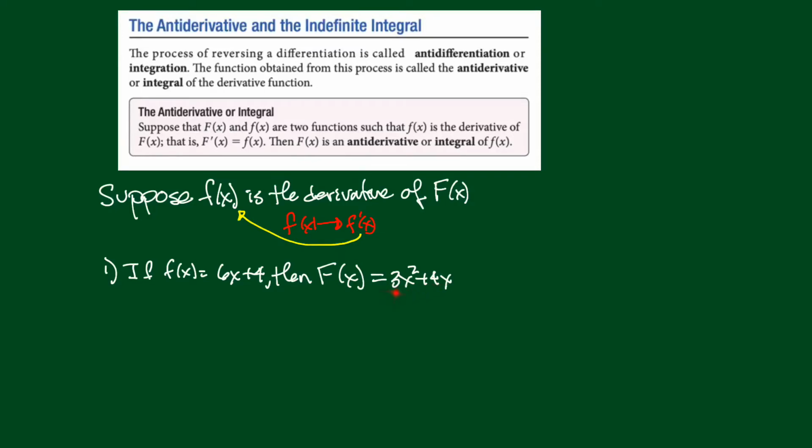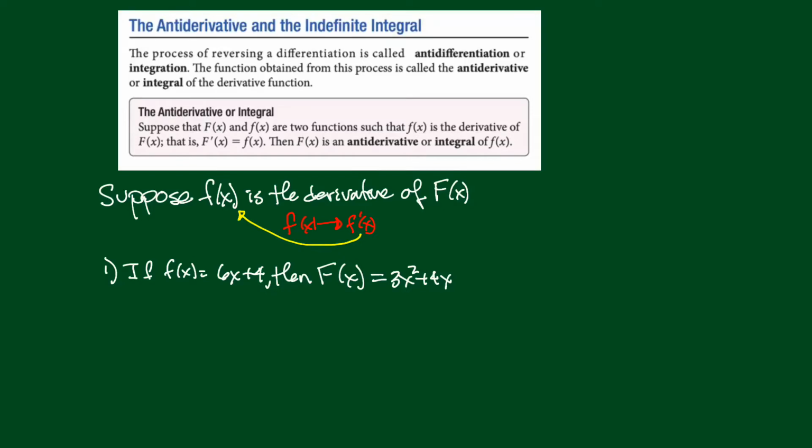Just run a check on this. As we were doing in the last few sections, if this is a function, what do you get for its derivative? You bring the 2 down and multiply, so you get 6x, and then plus 4. So given this function here, here's its derivative. Or, in the direction we're going, given the derivative, here's the function.